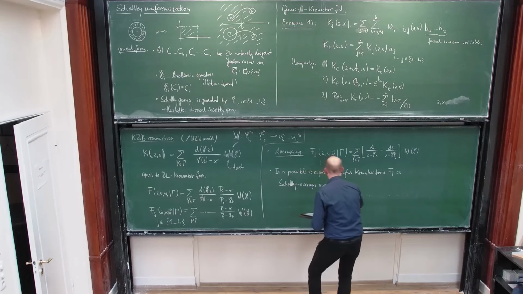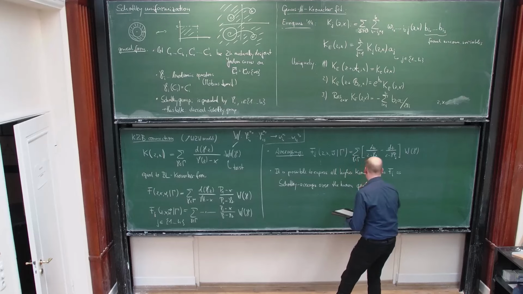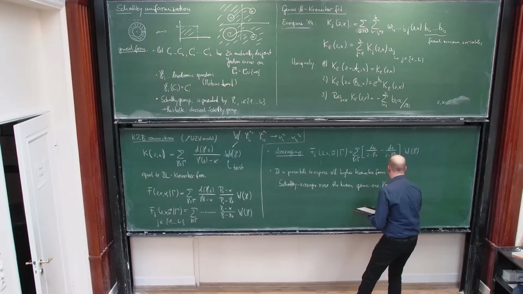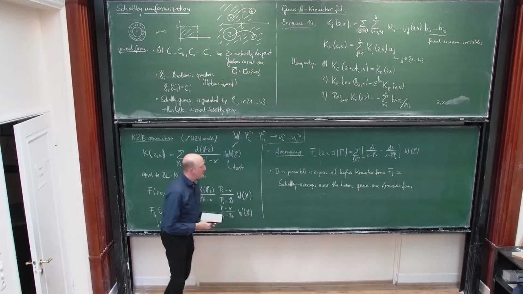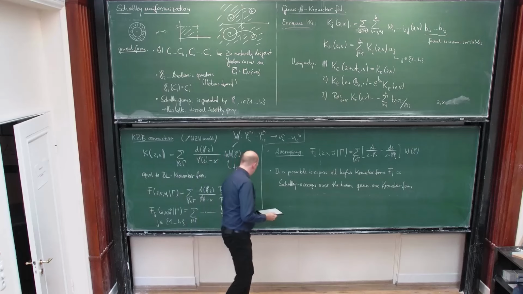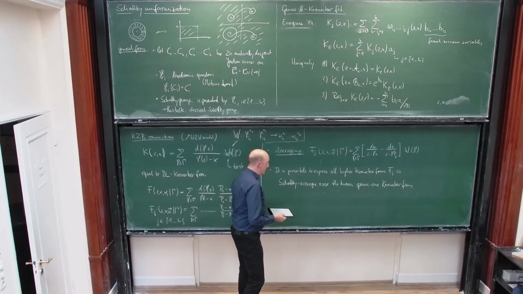As Schottky averages over the known genus one polygon form. You could actually integrate this precisely and you would get the standard generating form for elliptic polylogarithms in Brown and Levin's paper. Right, okay.